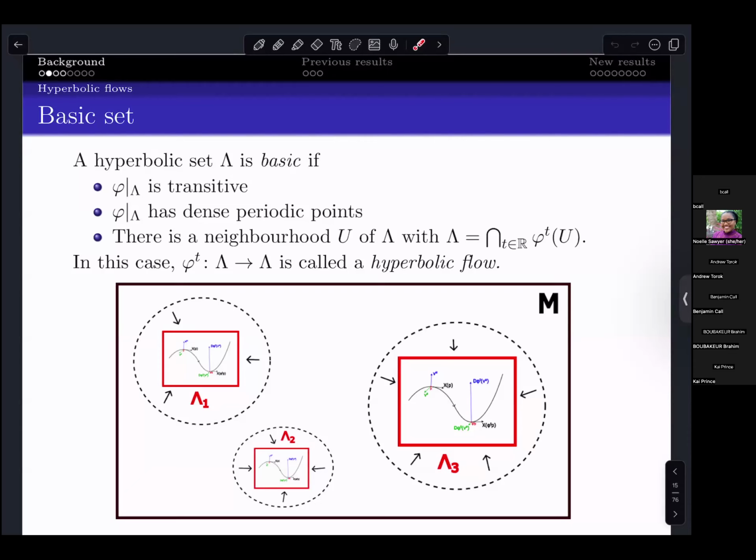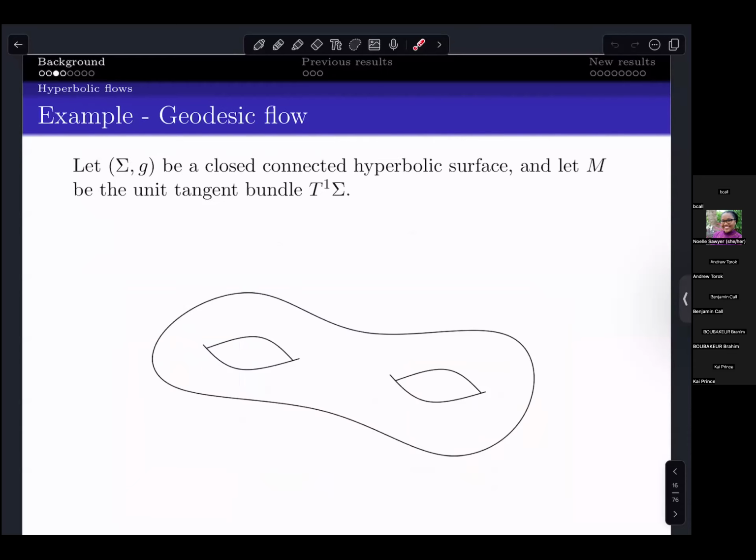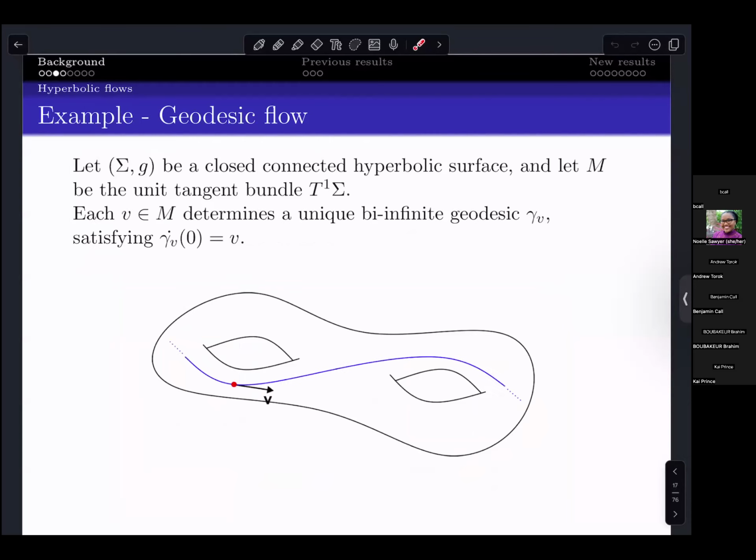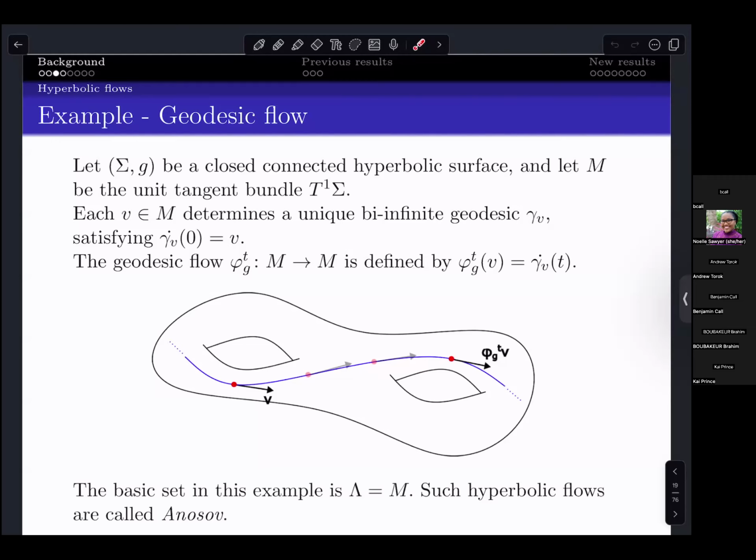All right. So I'll give you the example that I mentioned at the start: geodesic flow. I want a closed connected hyperbolic surface. I take a unit tangent vector. It gives me a bi-infinite geodesic, and I just flow the vector along that geodesic, and that's my flow. This is the kind of prototype of a hyperbolic flow. In this case, the basic set that I'm talking about, there's just one of them, and it's the whole manifold. And that's what we call an Anosov flow.